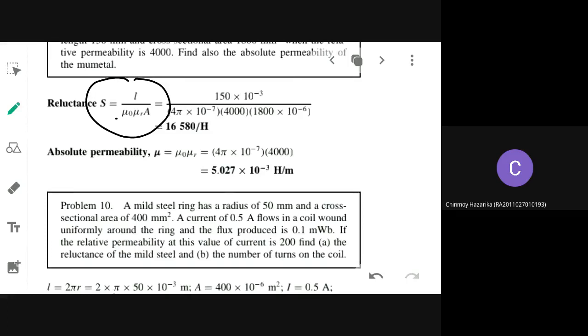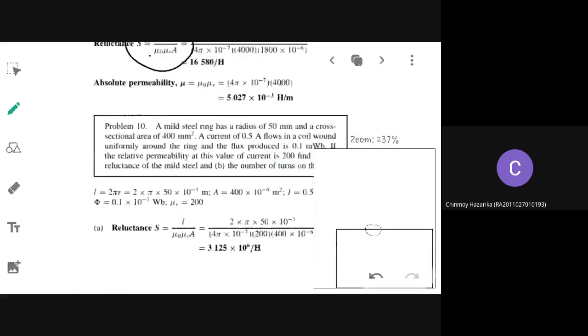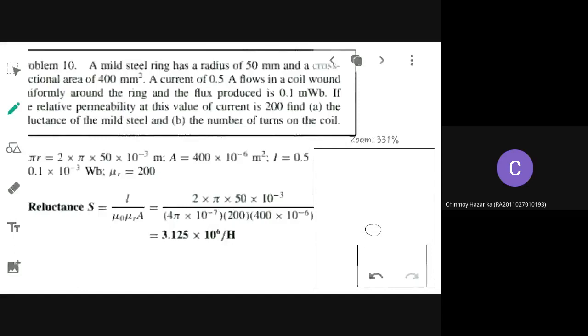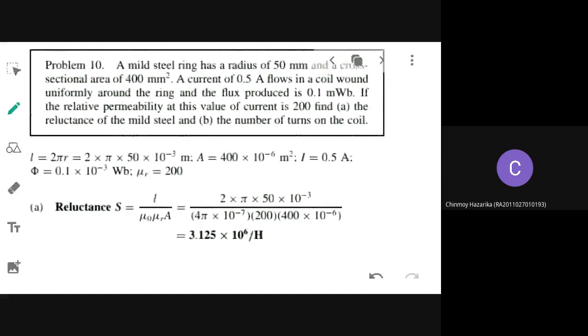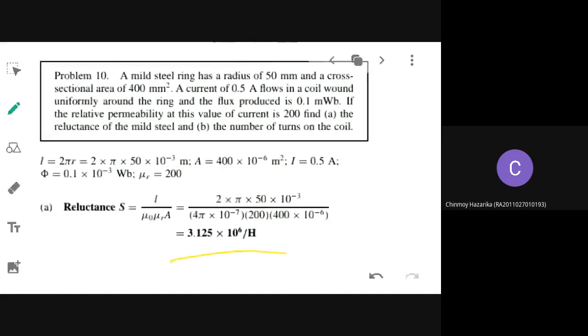And 3.125 into 10 to the power minus 6. Reluctance is 3.125 into 10 to the power 6. One more thing they have asked: find out the number of turns also.